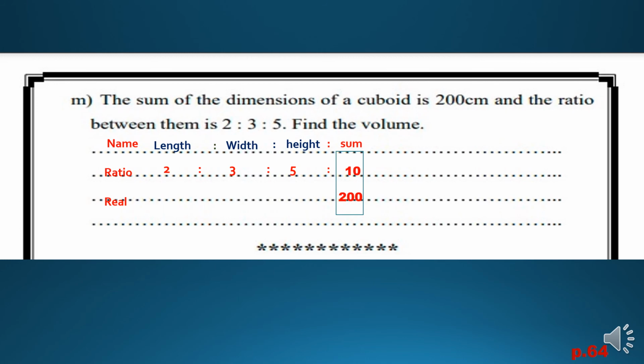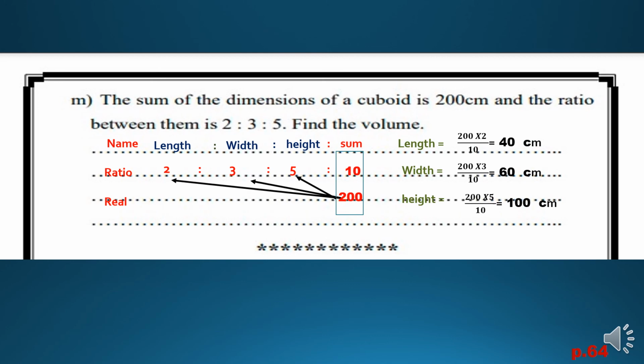To get the length, I will multiply 200 times 2 over 10, equal 40 centimeters. To get the width, I will multiply 200 times 3 over 10, equals 60 centimeters. To get the height, I will multiply 200 times 5 over 10, equal 100 centimeters. Now I have the length and the width and the height. The volume is equal to length times width times height, equal 40 times 60 times 100, equal 240,000 centimeter cube.